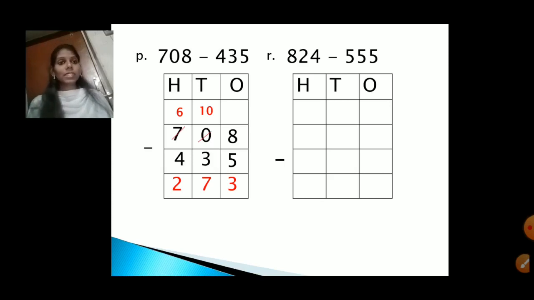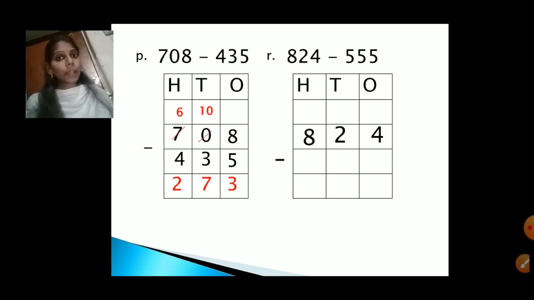824. So we'll start from the 8 or we'll start from the 4? Yes, we will start from the 4. It means we will start from the ones place. So for 4 we will write at ones place, then 2 will write at tens place, and then 8 we will write at 100 place.